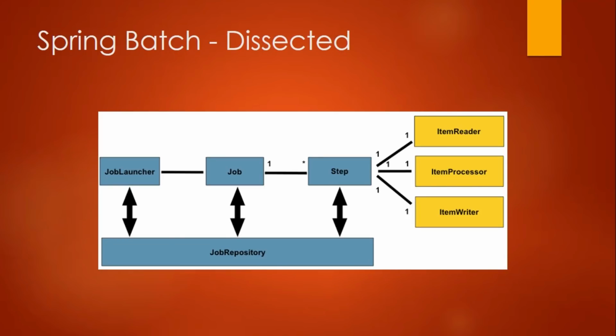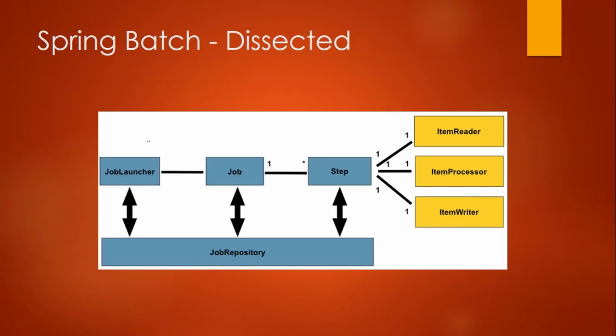Coming to jargons involved in Spring Batch. This slide is going to be the anatomy of Spring Batch, like what exactly is inside Spring Batch. Okay. So we have a job repository here, and job repository is connected to job launcher, and also job, and also step, right? And step is connected to item reader, item processor, and item writer.